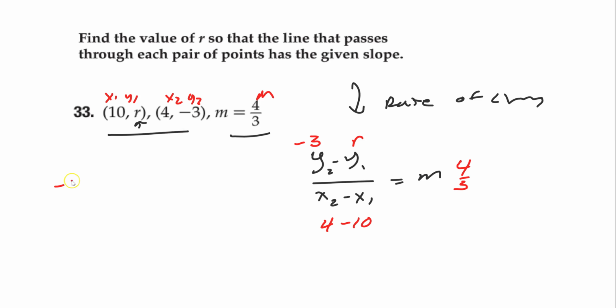Let me rewrite it real quick. I mean, it's not going to look much nicer because I'm bad at writing. I get this. Now we've got to do some math. 4 minus 10 is negative 6.